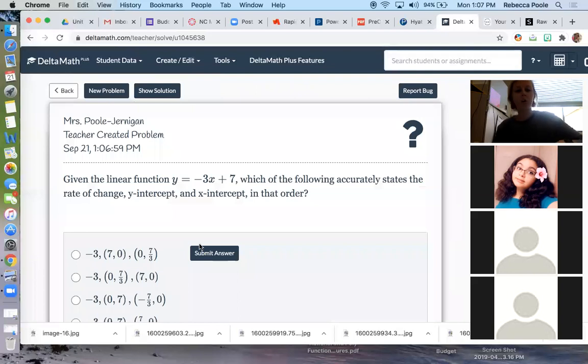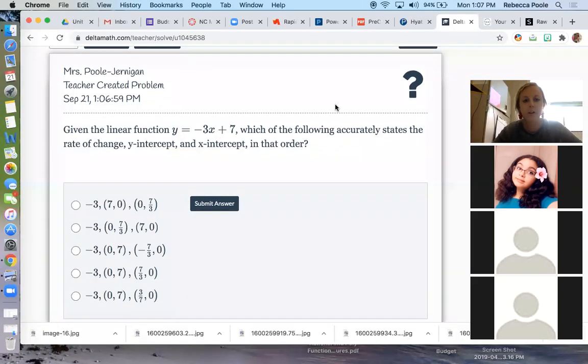Oh, this is my favorite question, because it tests to see how many of y'all know how to read. You ready? All right. Which states the rate of change, y-intercept, and x-intercept in order? So let's look at our equation. What is the rate of change? -3. Do they all say -3? Yes. Okay, so that doesn't help us. So let's check the next one.